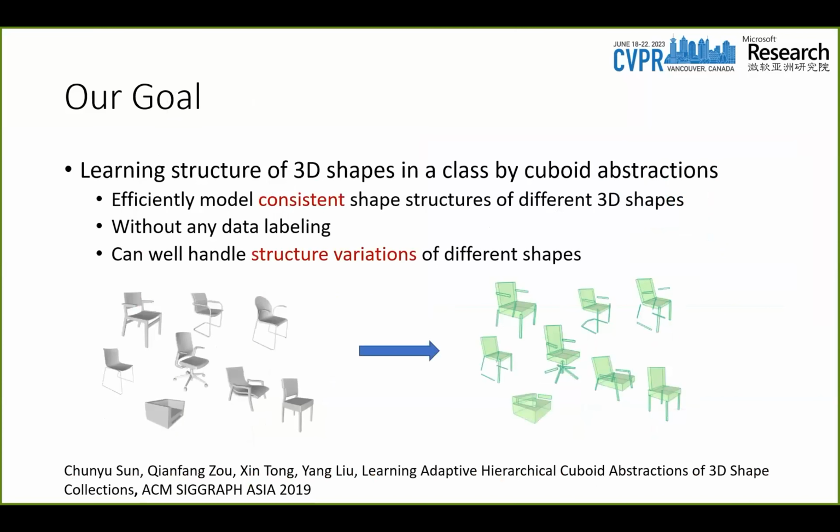The goal of this work is to learn the shape structure of 3D shapes in a class by shared cuboid shape abstractions. We hope this shape abstraction is consistent for shapes with the same structures and can well handle structure variations of the different shapes. For example, if a chair has no arm, we hope that the boxes for the arms are not in its shape abstraction results. Also, we want to learn it from the unlabeled shape collections.